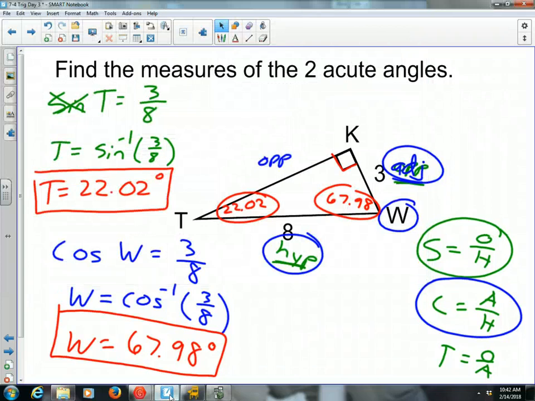So that's how you find angle measures: you see the relationship with the angle, with the opposite, adjacent, hypotenuse, choose the right trig function, and then you have to do the inverse of that trig function to find the angle. Let's do this 3 more times, shall we?